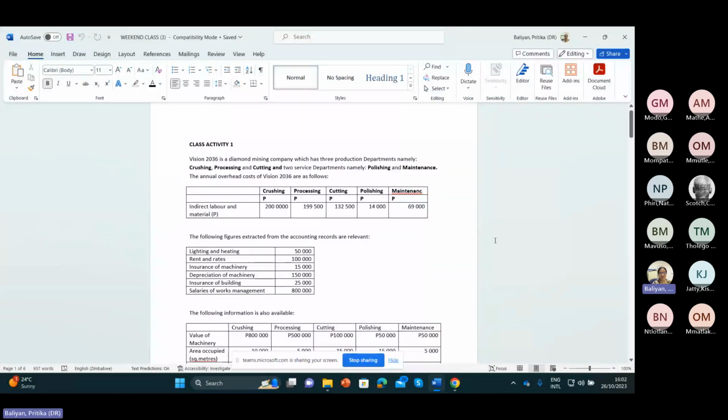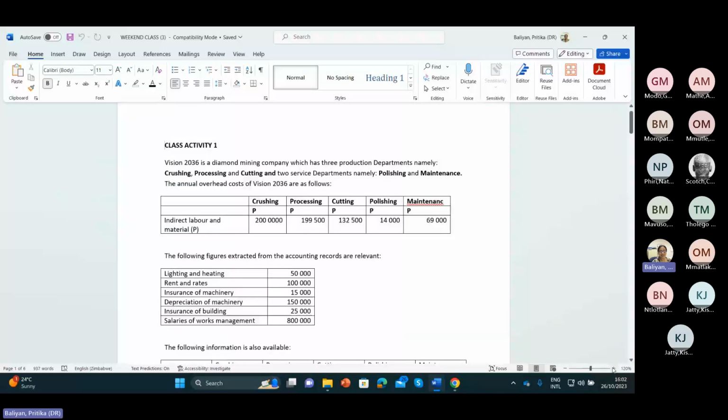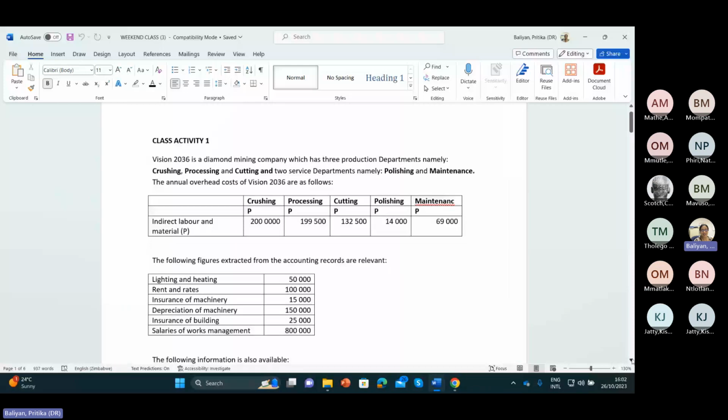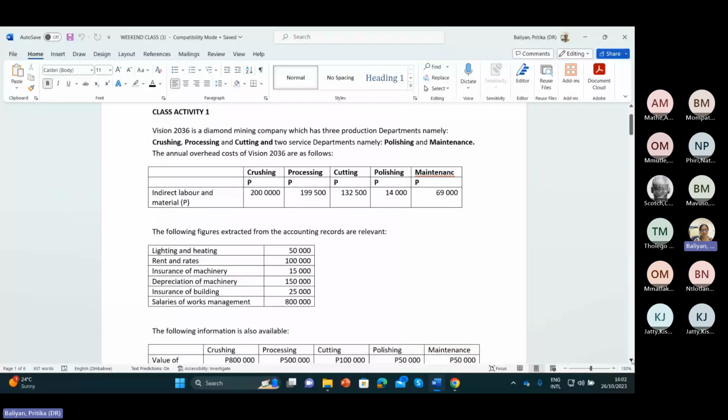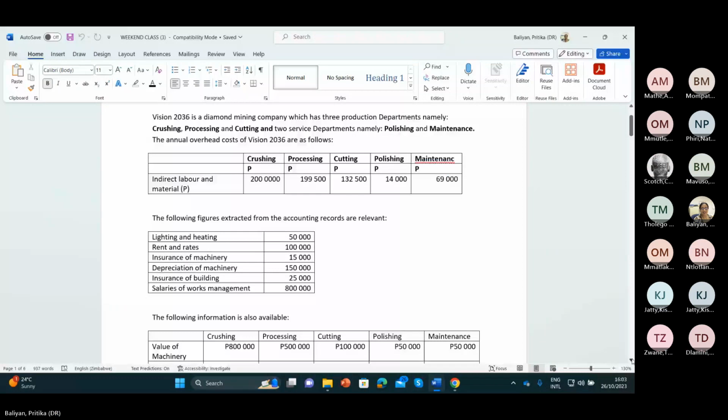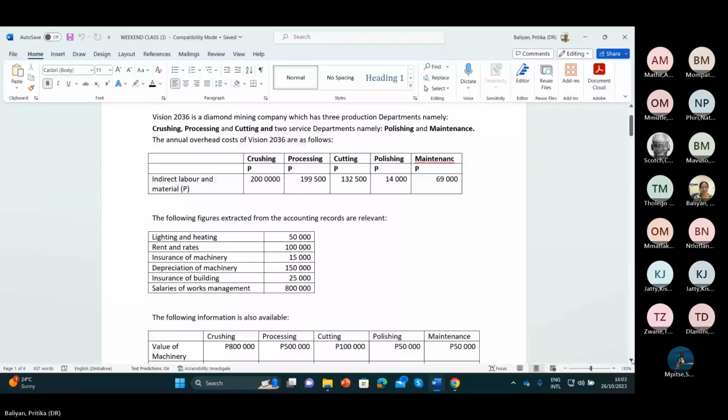Okay. The weekend we were doing this exercise. Can you see the exercise? Are you able to see the class activity which we did over the weekend before the test? Someone can confirm if you can see the question. Hello? Yes, ma'am, we can see the question.